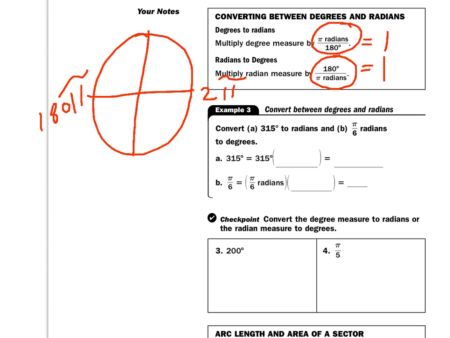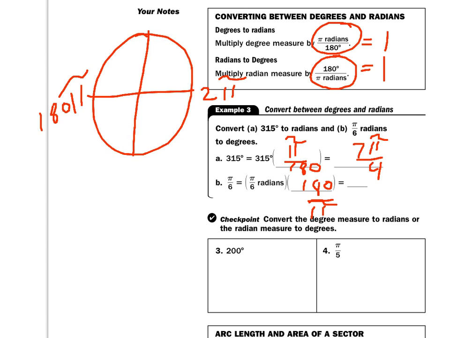So if I'm going to convert 315 into radians, I'm going to multiply it by pi over 180. And when I multiply it by pi over 180 and I reduce the fraction, I get 7 pi over 4. Pi over 6, if I want to make that into degrees, then I multiply by 180 over pi.